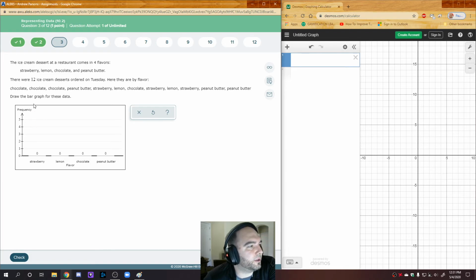All right, we're switching it up a little bit. There are 4 flavors of ice cream: strawberry, lemon, chocolate, and peanut butter. Oh, peanut butter ice cream sounds so good. There are 12 ice cream desserts ordered on Tuesday, and here they are by flavor. So there's a little list of what was ordered, but this isn't numbers. This is just the things. There was a chocolate, a chocolate, a chocolate, a peanut butter, and so on. And we're going to make a bar graph.